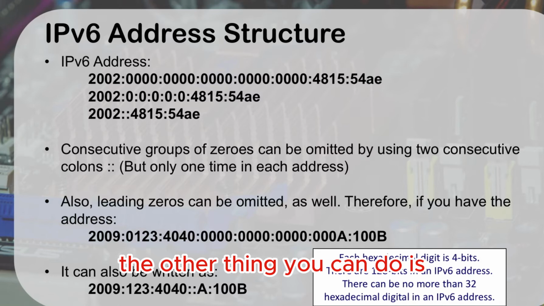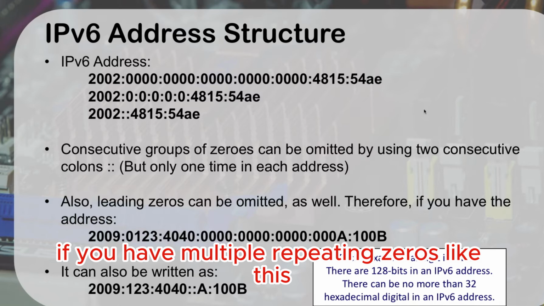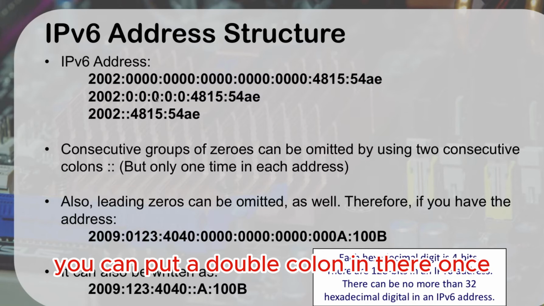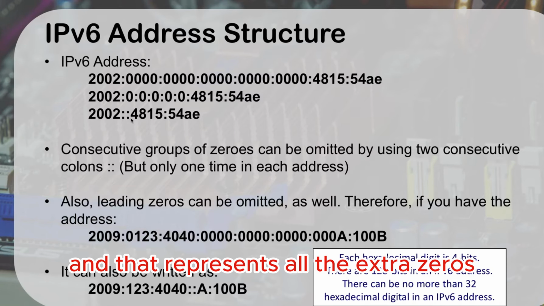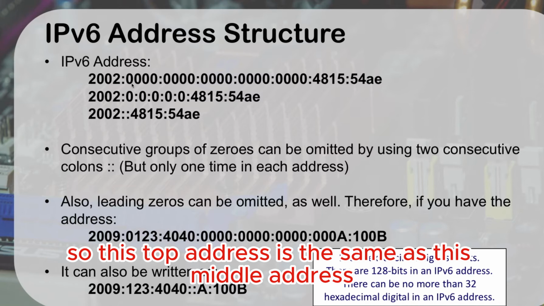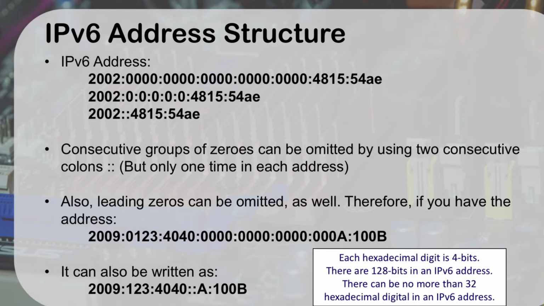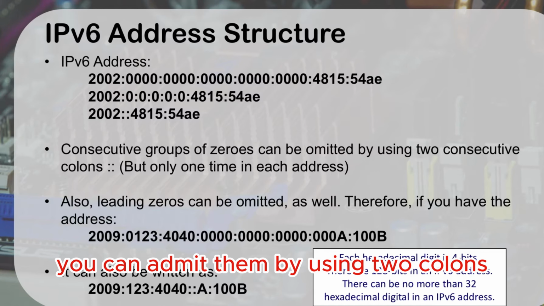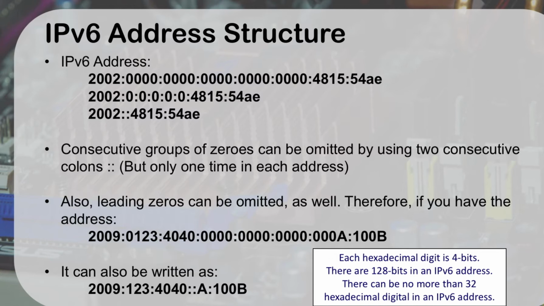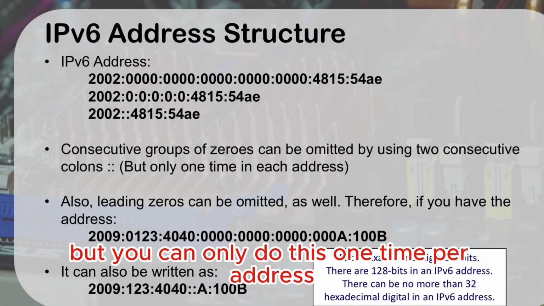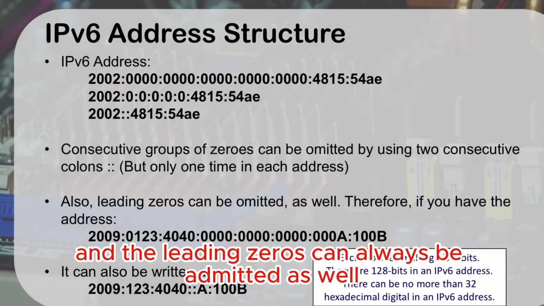The other thing you can do is if you have multiple repeating zeros, like this, you can put a double colon in there once, and that represents all the extra zeros. So this top address is the same as this middle address, is the same as this bottom address. So if you have consecutive groups of zeros, you can omit them by using 2 colons, but you can only do this one time per address. And the leading zeros can always be omitted as well.